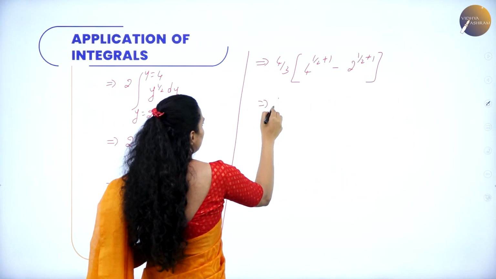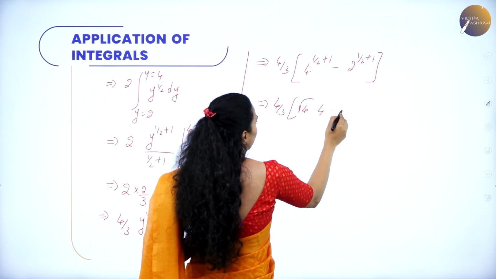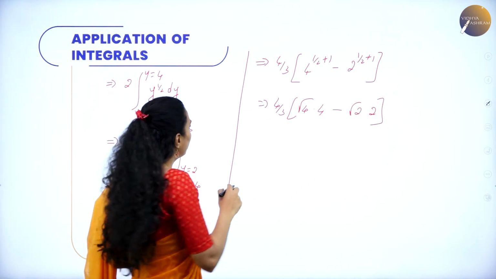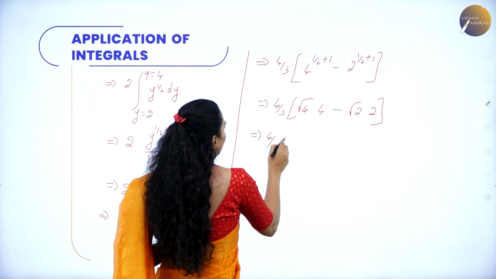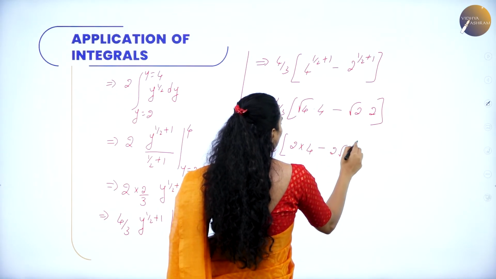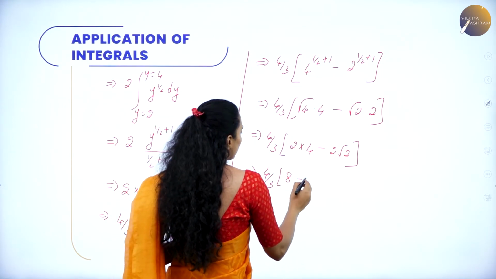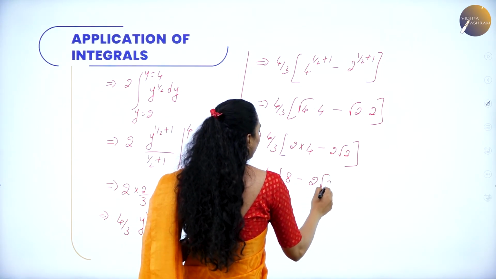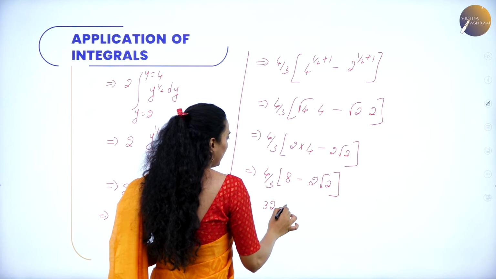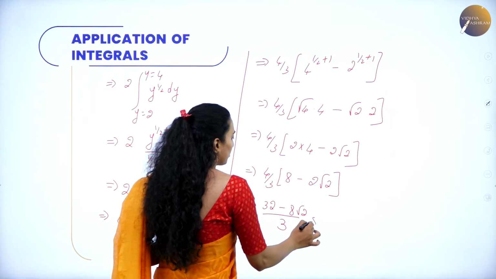Now you can simplify further. 4 by 3 into, this is root 4 into 4, because 4 to the power of 1 by 2 minus root 2 into 2, as we have written in the last case. Okay. Now you can have, which implies 4 by 3 into 4 root 4 is 2 into 4 minus 2 root 2. Now still you can simplify this one. 4 by 3 into 8 minus 2 root 2. If you want, you can simplify still further. 8 4s are, which is 32, minus 4 2s are 8 root 2 divided by 3 square units.